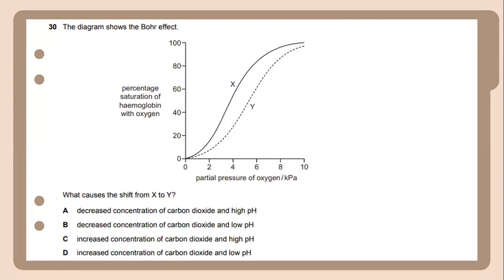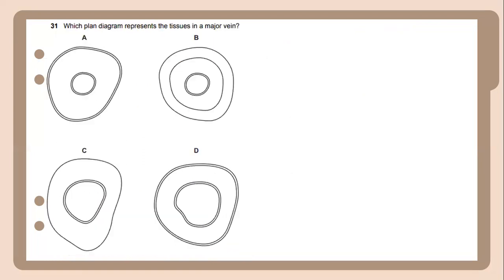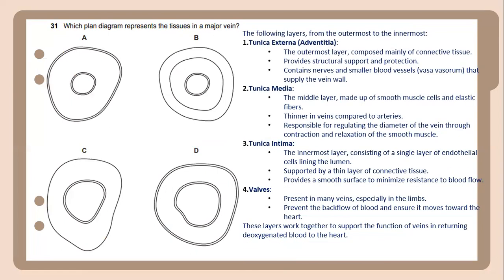29 and 30, the diagram shows the Bohr effect. What caused the shift from X to Y? The shift is caused by the increased concentration of carbon dioxide and low pH. Which plan diagram represents the tissue in a major vein?